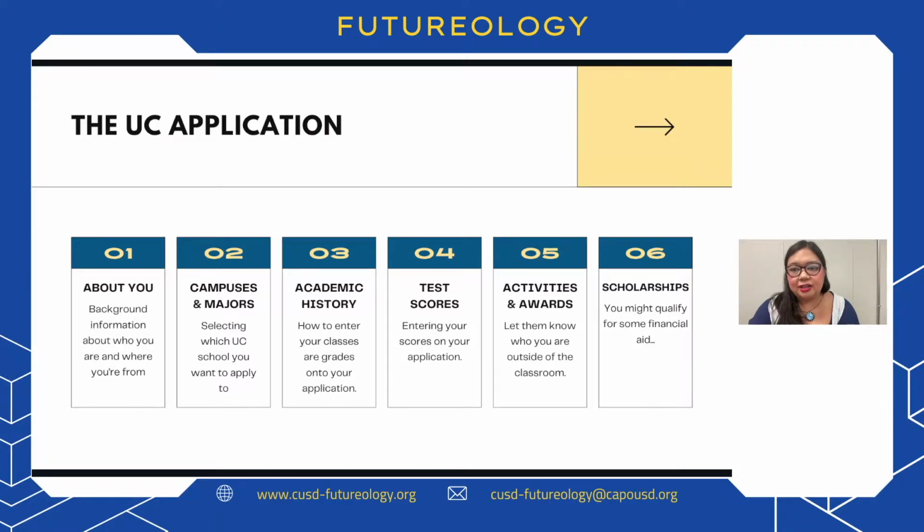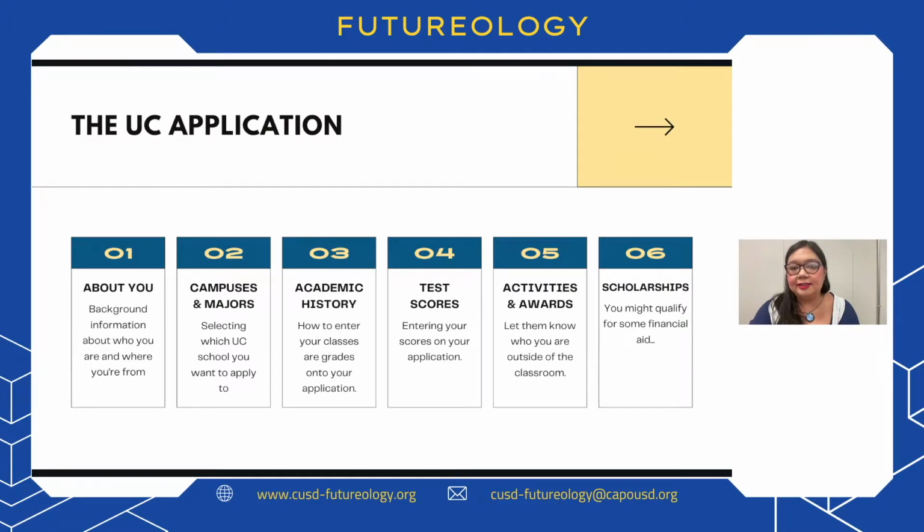For the fourth section, test scores. The UC system is test blind, so they will not be using test scores for the sake of admission. However, if you still want to enter your SAT or ACT test scores, you may do so in this section. If you have AP scores to report, you can also enter these in this section, and you can do the same for IB scores as well.